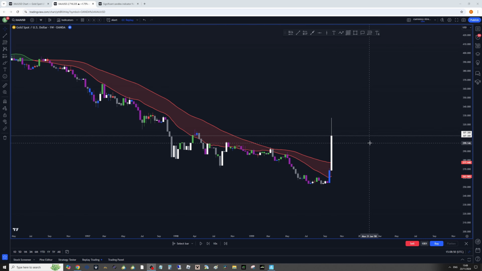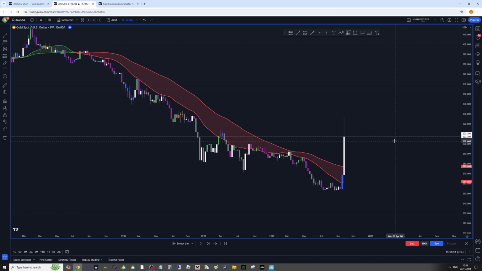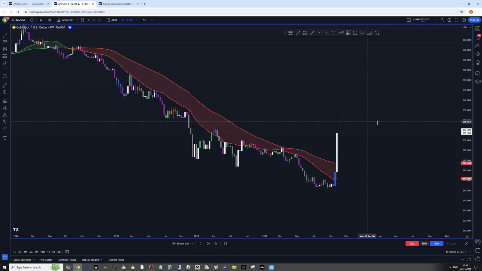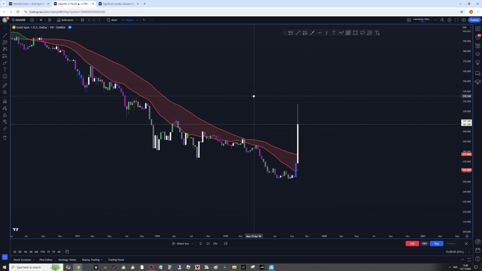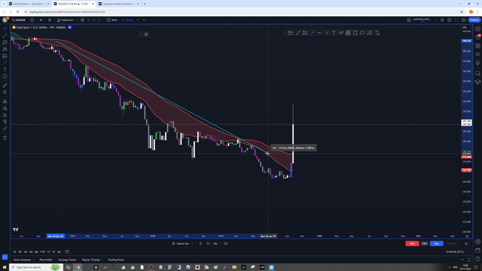Okay, so I wanted to record a quick video for how I identify the higher time frame trend for my swing trading opportunities. Here you can see the gold chart back in 1999. And you can see here that we've had a consistent downtrend. You can see the moving averages are red.